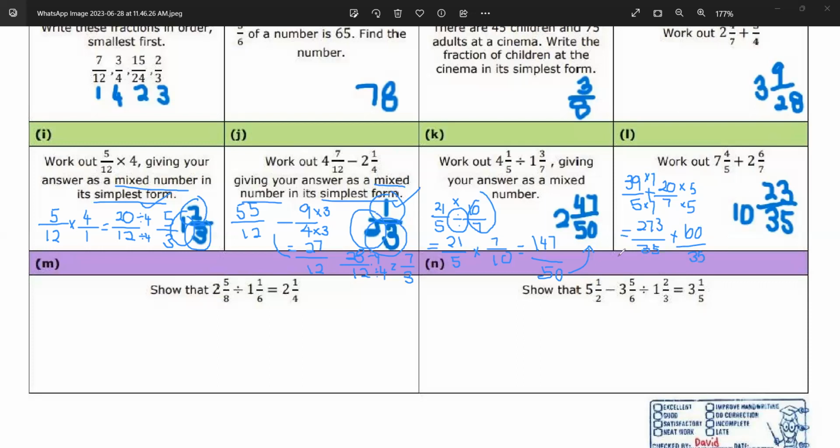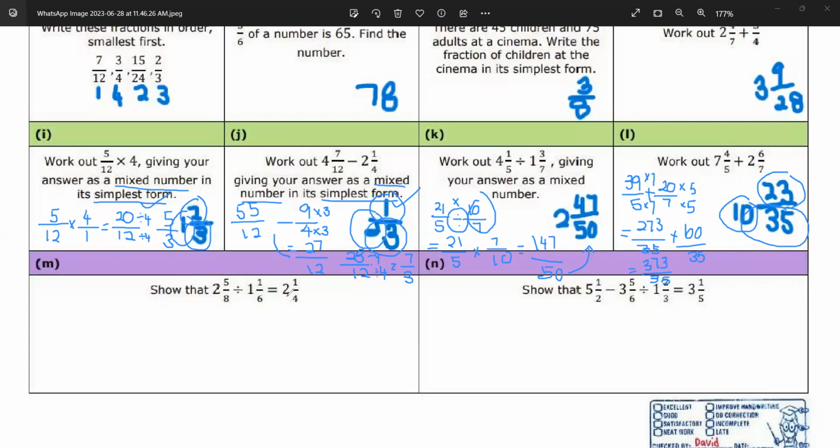So plus, when the numerator plus together, we'll get 373 out of 35. When we simplify it, 373 divided by 35 will get 10 remainder 23. So 10 will be the whole number, 23 will be the numerator, and the denominator will remain the same as 35.